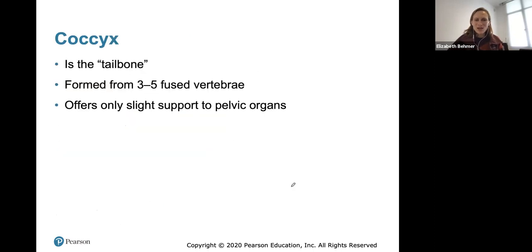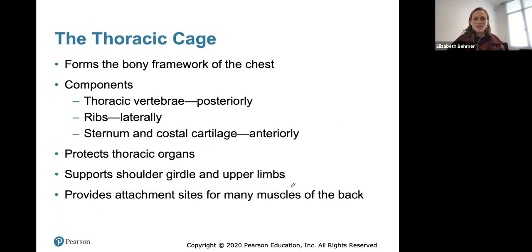The coccyx is the tailbone. It's formed from about 3 to 5 fused vertebrae. It offers only slight support to your pelvic organs. And then we get to the thoracic cage, which forms the framework of your chest.